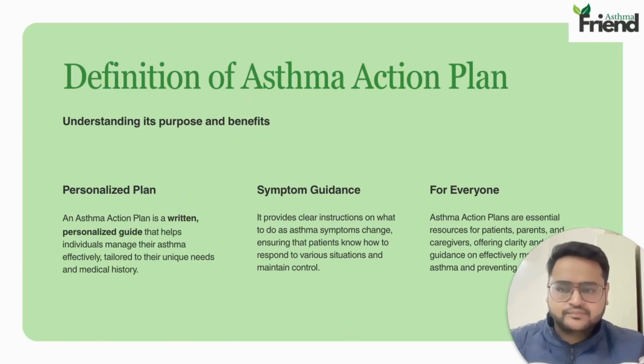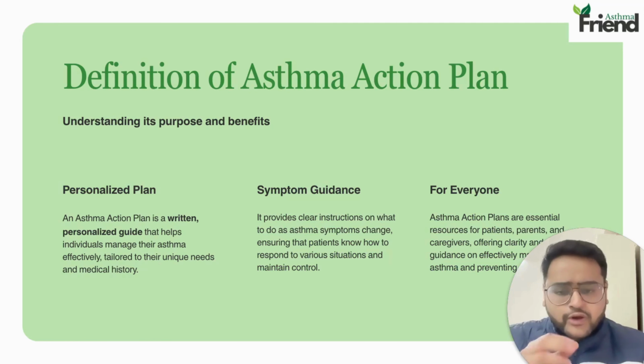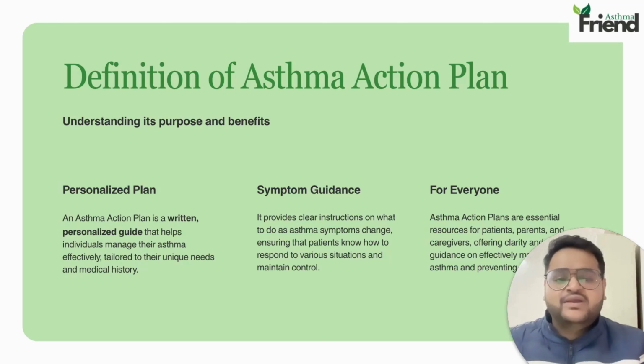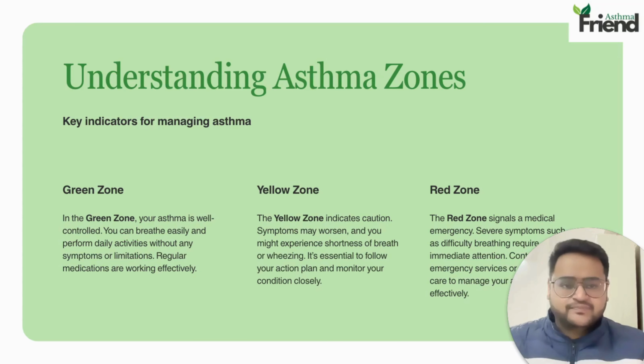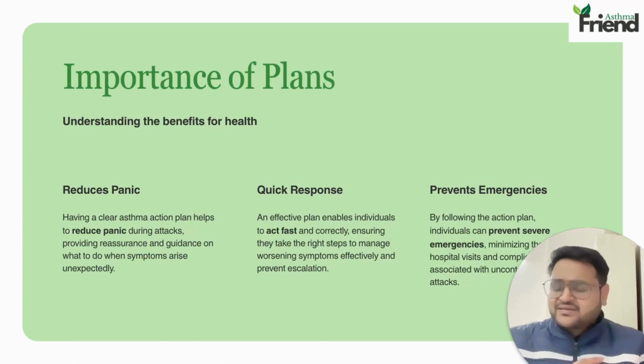An asthma action plan is a written step by step plan that tells you what medications you need to take every day, what to do when your symptoms worsen, and when an asthma attack becomes an emergency, when to seek medical help. All of this is part of a well defined asthma action plan. It usually contains three zones: green zone, yellow zone, and red zone, based on your symptoms or your peak flow readings.